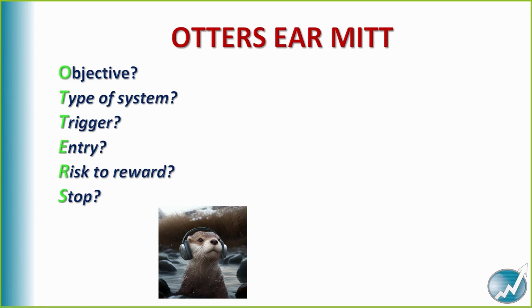And then the EAR-MITT bit, exit. What is the exit? Just like the entry, your exit could potentially have a trigger as well. Let's say you're going long and your diagonal level of support has just been breached. That may not be the exit, but it could be the trigger for you to get ready for an exit. And then the actual exit could be a Kobo, let's say.